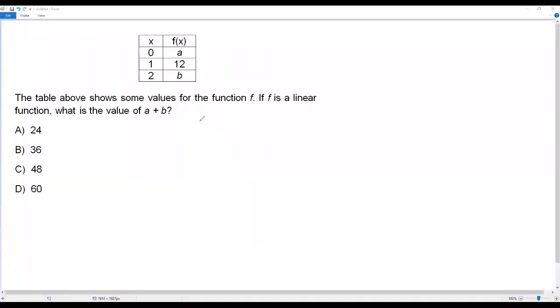Here we have a SAT math question. Okay, let's go to the information. There is a table of values over here. The table also has some values for the function f. If f is a linear function, what is the value of a plus b?